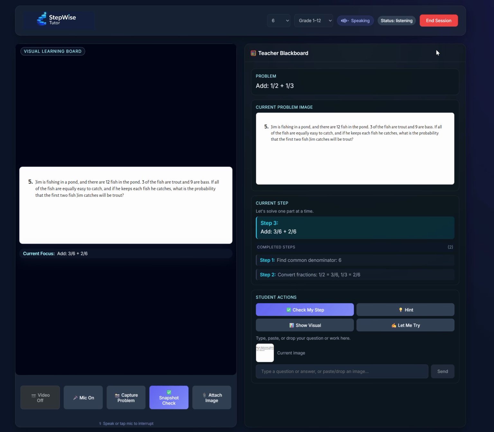Let me read this carefully. Jim is fishing in a pond with 12 fish. 3 are trout and 9 are bass. We need to find the probability that the first 2 fish Jim catches are both trout. Since he keeps the fish, the total changes each time. How would you find the probability of catching the first trout?